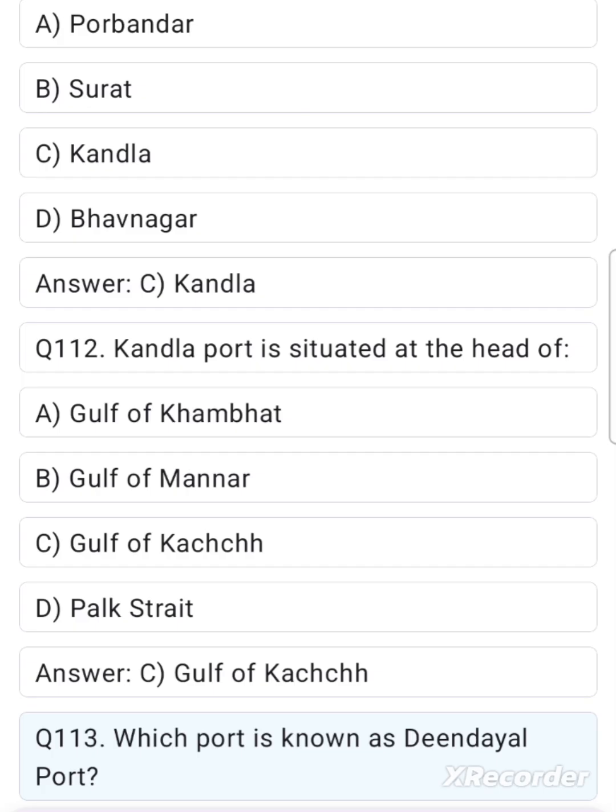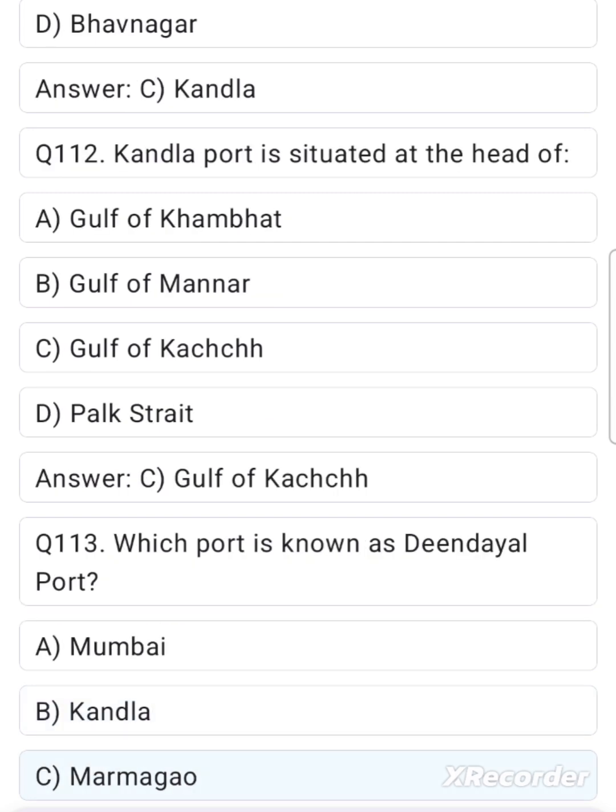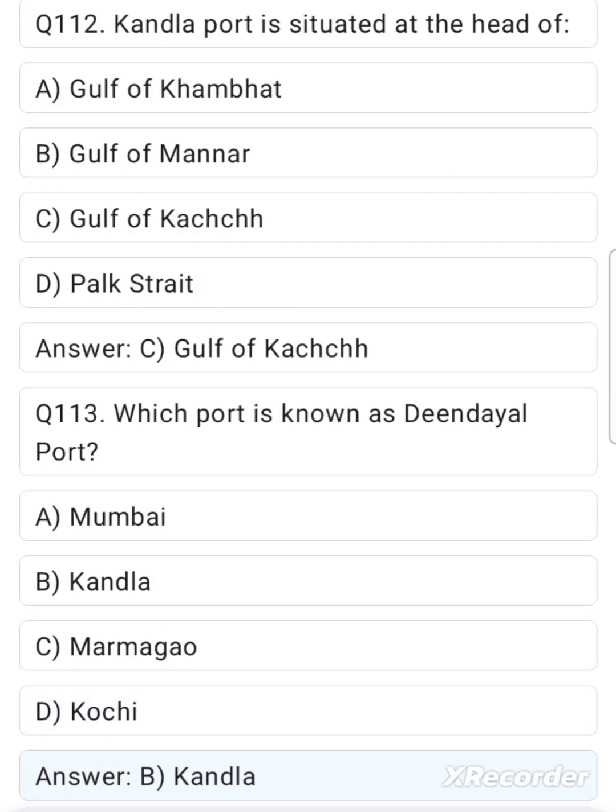Q113. Which port is known as Deen Dayal Port? A. Mumbai. B. Kandla. C. Marmagao. D. Kochi. Answer B. Kandla.